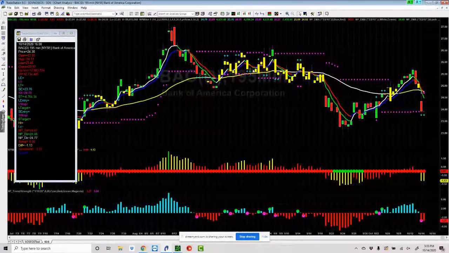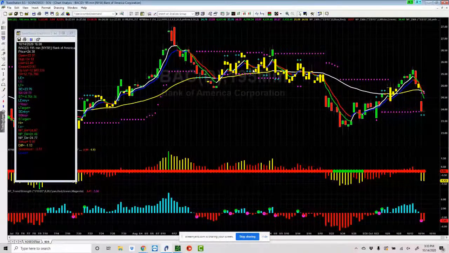Some of those key areas, let's take a look at the financials. Bank of America, Citigroup, JP Morgan, they've all had earnings out this week. You can see Bank of America definitely setting up a short trade here. We have our trend strength indicator going from blue to red, giving us a potential new short position. We haven't triggered in yet. Entry point that we're looking at is at 23.76.